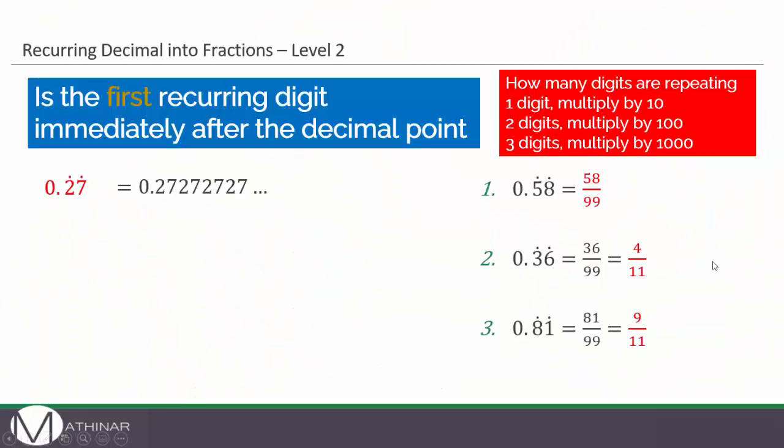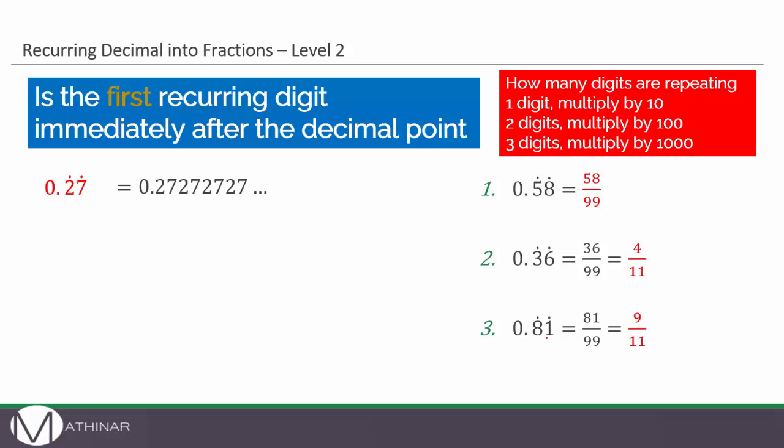So welcome back. Let's have a look at the answers here. So the first question is 0.58 recurring, simplifies to 58 over 99. This does not simplify any further. The second one gives you 36 over 99. Both top and bottom can be divided by 9 to give you a final answer of 4/11.